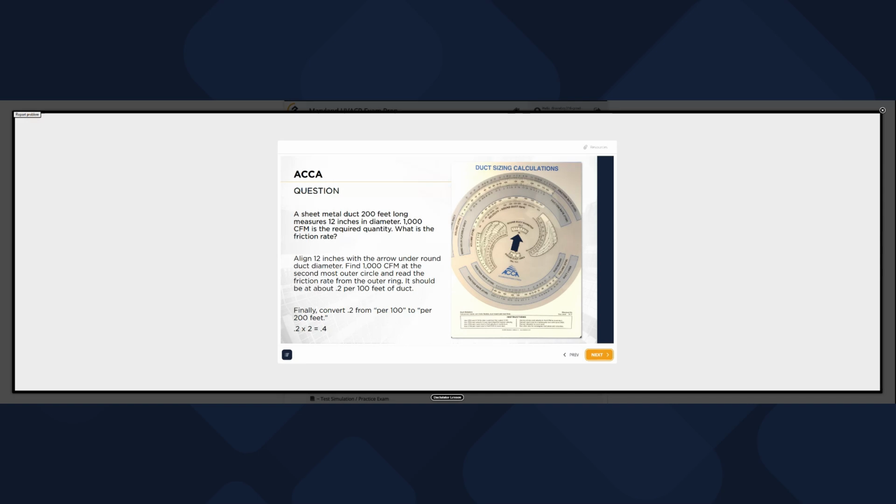Finally, convert 0.2 from per 100 to per 200 feet. 0.2 times 2 equals 0.4.